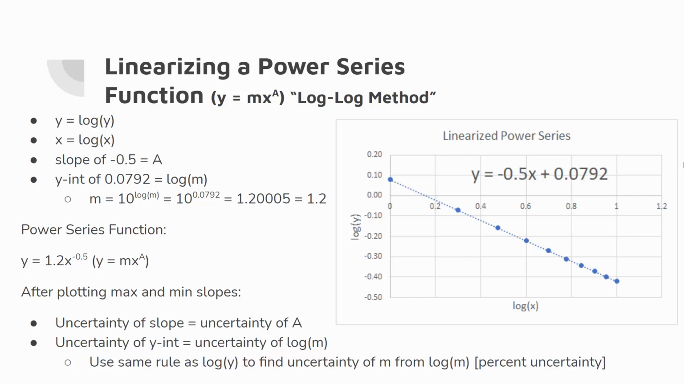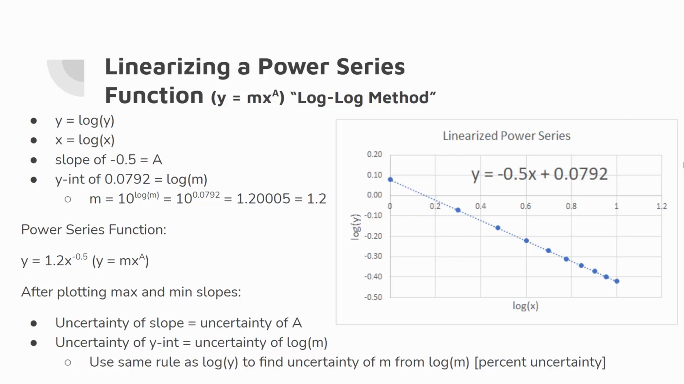For instance, if we knew that our value was the square root of m, we would square it to figure out what m is. We do something similar, only with logs. So if we take the number 10, because this is a base 10 logarithm, and raise it to the power of the log of m, which is our y-intercept, we will figure out what m is. So if we take 10 and raise it to the power 0.0792, do this in your calculator or in Excel, we get 1.20005, which we will round for precision purposes to 1.2.